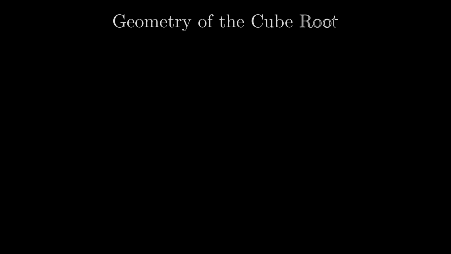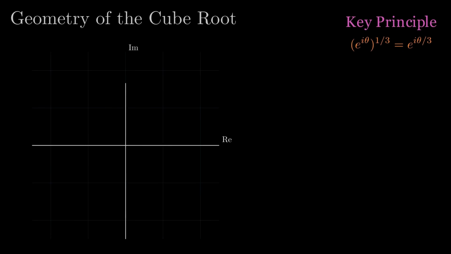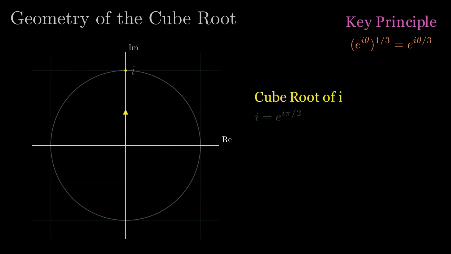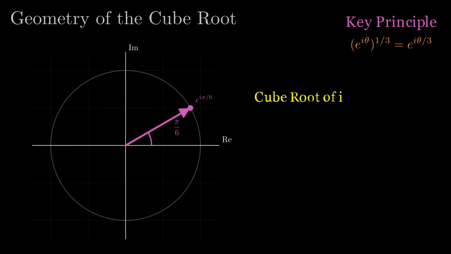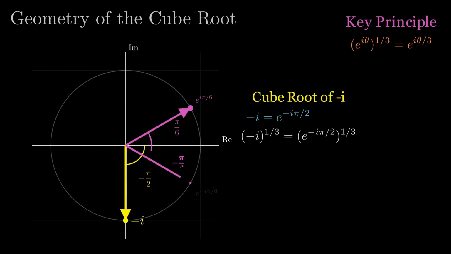If a complex number is e to the i theta, its cube roots come from dividing the angle by 3. Now put i on the unit circle. It sits at pi over 2, so we write i equals e to the i pi over 2. Divide that angle by 3, and the principal cube root is i to the 1/3 equals e to the i pi over 6. Now do negative i. Negative i is at minus pi over 2, so negative i equals e to the negative i pi over 2. Divide by 3 again. Negative i to the 1/3 equals e to the negative i pi over 6.